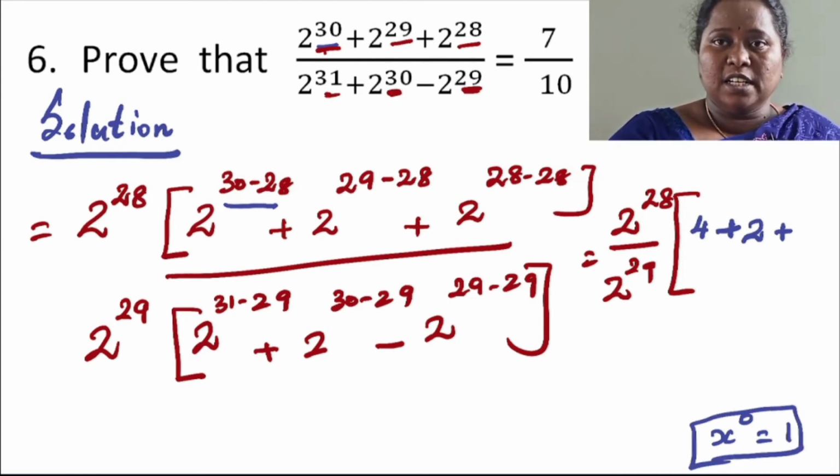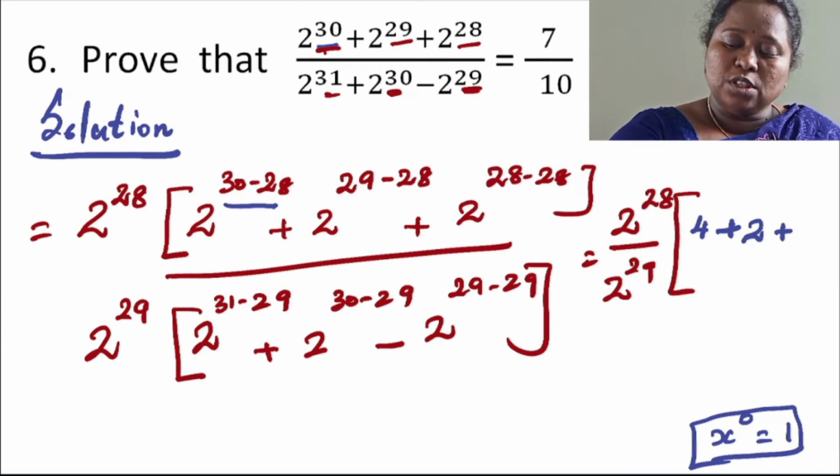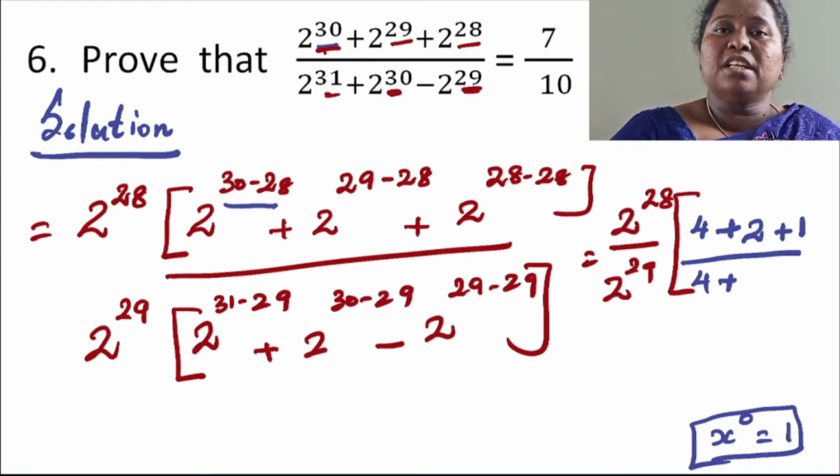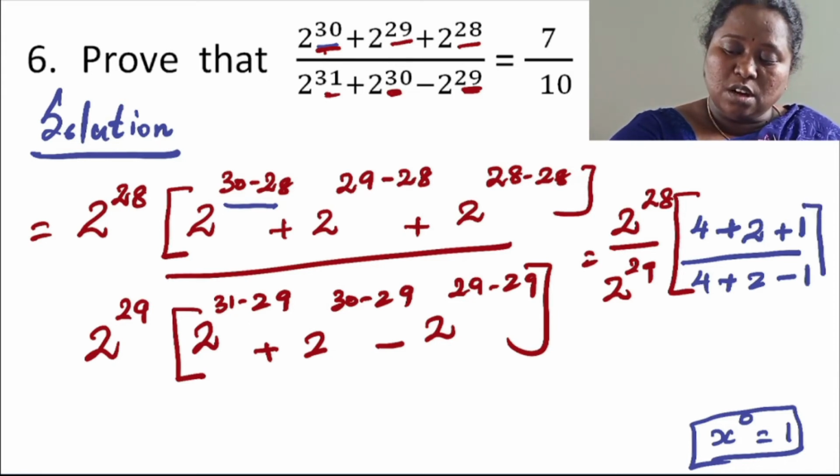So by using this condition, 2 power 0 is equal to 1. Divided by 31 minus 29, that is 2 square, that is 4, plus 30 minus 29 is 1, so that is 2, minus 29 minus 29 is 0. Anything power 0 is 1, so I will write 1. Now let me find the answer.